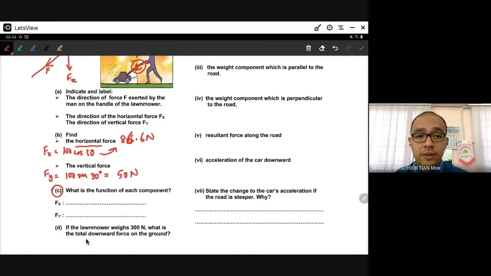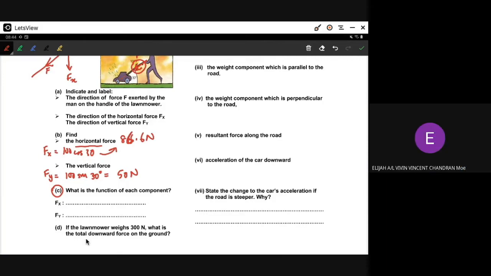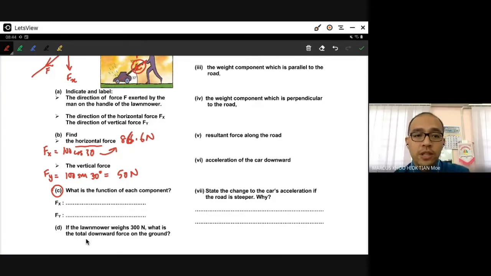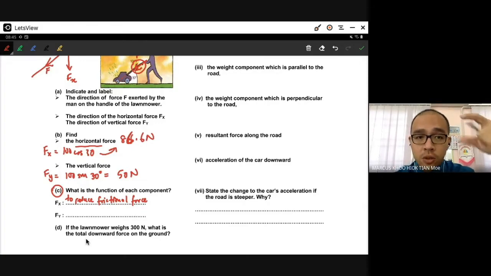What is the function of the horizontal force? What is the function of the vertical force? To reduce frictional force. To reduce frictional force is which one, Fx or Fy? Fx. I'm going to up your game a little bit. To reduce frictional force is a good answer, but we need to talk about how it reduces frictional force. So you can use Elijah's answer.